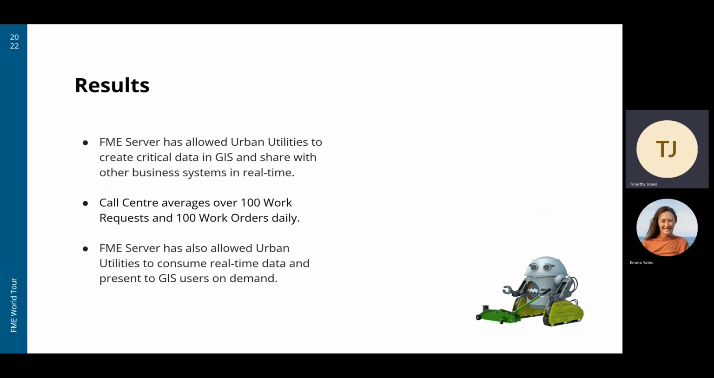Okay, the results. FME has allowed us to create critical data in GIS and share it with other business systems in real time. On average, we currently do 100 work requests and 100 work orders daily through this solution. In times of crisis like the recent floods, it can be double that. FME Server has allowed Urban Utilities to consume real-time data, and the example I gave you was the SCADA data.